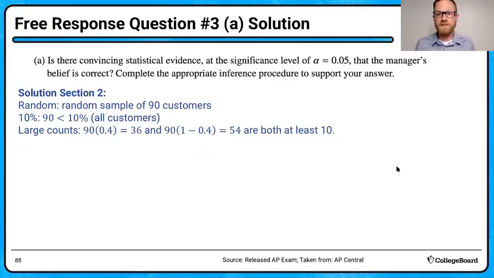And then the large counts condition, we want to check that n times p and n times 1 minus p are both at least 10. And here we have 36 and 54.